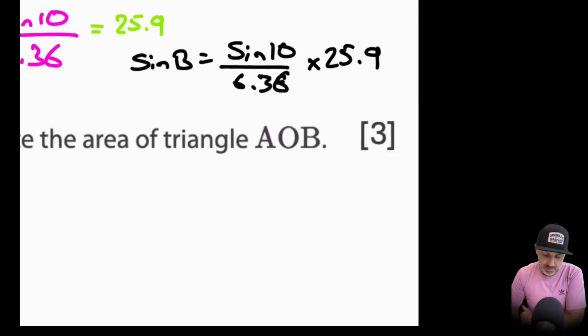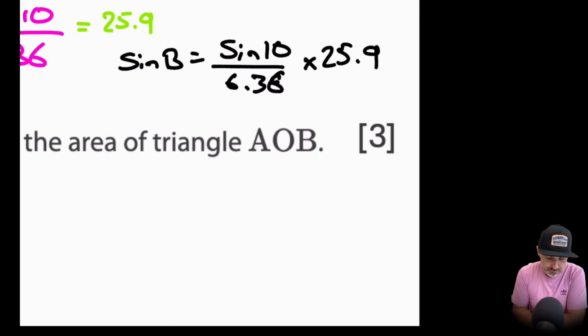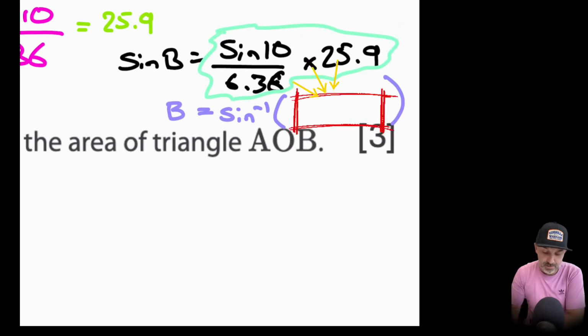So what I'm going to do is inverse sine both sides. If I inverse sine the left-hand side, we'll just be left with B. But now we want to inverse sine everything here. We want to inverse sine all of this. So let's jump over to the calculator and punch that in.